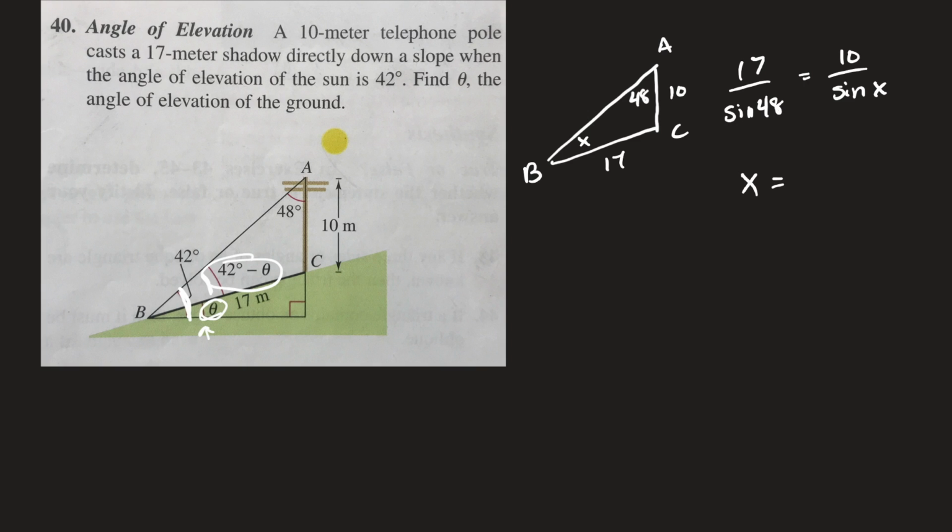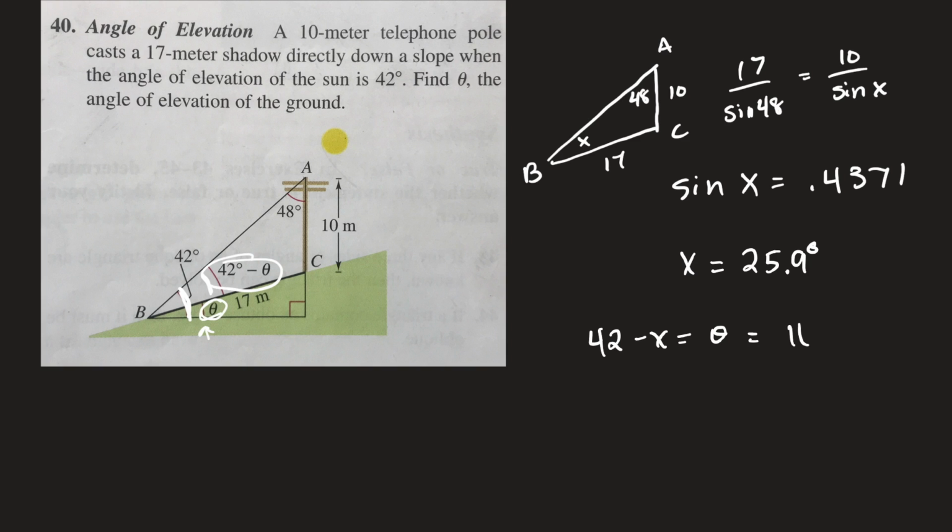Don't forget to do sine inverse before you finish. So you're going to get sine x equals 0.4371. That leaves us with x equal to 25.9 degrees. So to find my theta, we're going to say that 42 minus x is going to equal theta, which makes theta, the little tiny angle at the bottom which we were looking for, 16.1 degrees.